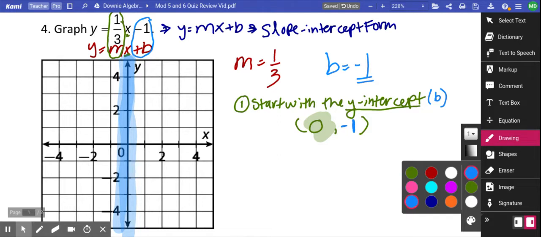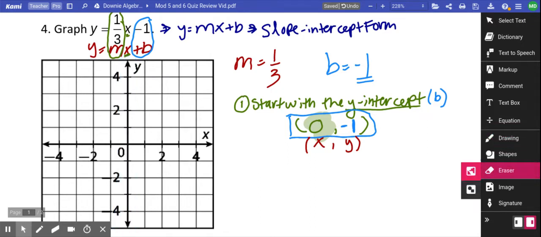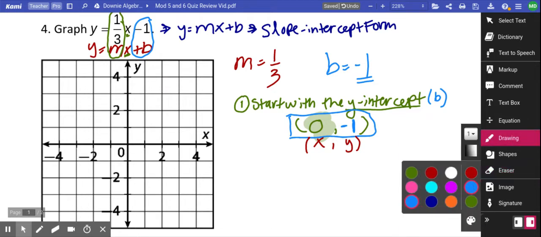So I'm going to graph this point. Start by graphing this point, 0, -1. So 0, I don't move left or right along my x-axis. This is an x, y. So 0, we don't move left or right. But y, I do move. Y, we move -1. I'm going to put a point. I'm going to call this 0, -1.